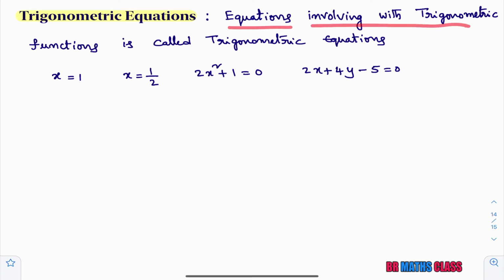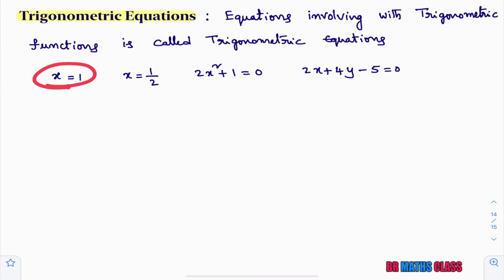Trigonometric equations means equations involving trigonometric functions. For example, x equal to 1 is there. In this equation, in place of x, I'll write the trigonometric function sin x. What is sin x equal to 1? Sin x equal to 1 is a trigonometric equation. You can observe it is an equation involving a trigonometric function. So sin x equal to 1 is a trigonometric equation.